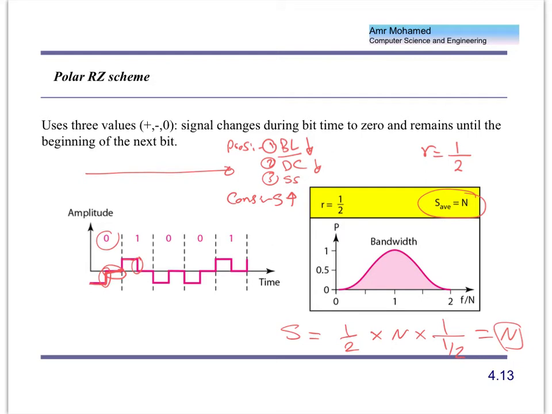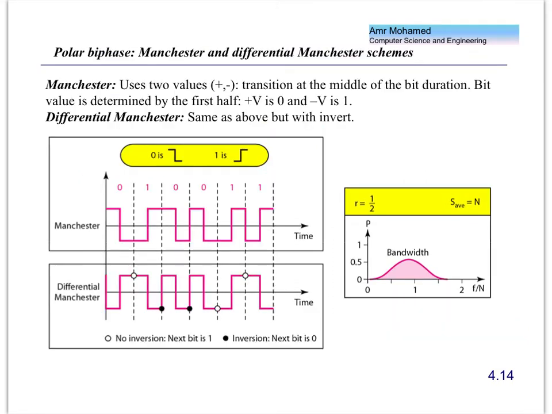So if you want to improve on the baseline wandering, the DC component, self-synchronization, and so on, you have to pay a cost. You have to pay a cost. Is that clear? So this is non-return to 0 type. Within the same polar category, we have the biphase.